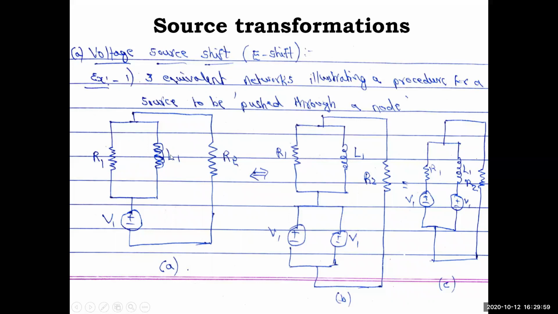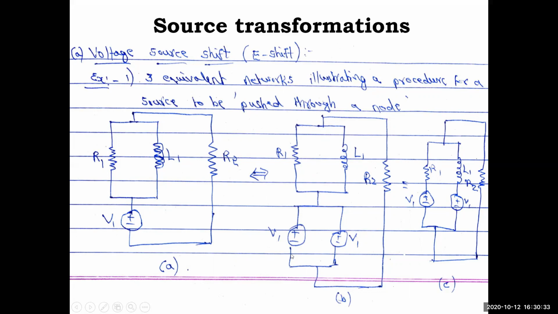Here we have a network with resistance R1, L1, and resistance R2, and there is a voltage source V1 which is ideal, not having any pair. Now this can be redrawn as figure B. From the special properties, voltage sources can be connected in parallel if they are equal. So I am writing the same value once again. This is just a representation, it will not make any difference to this circuit.